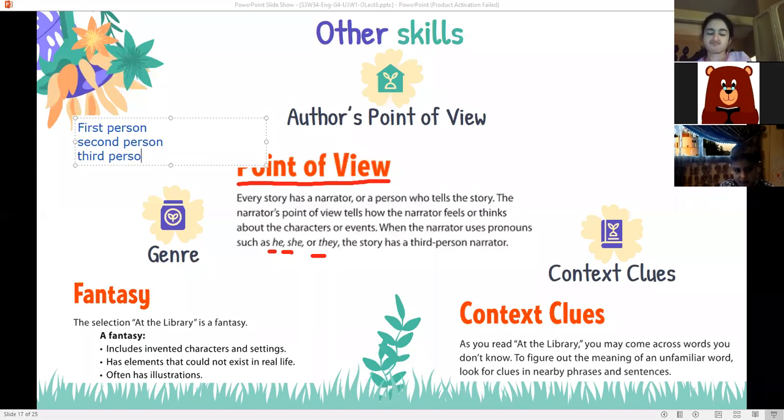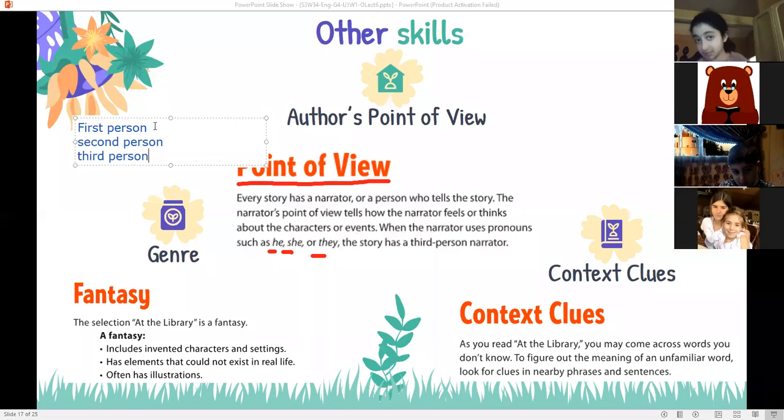Miss, in the question about point of view in the quiz, we have to put if it's first person or second person or third person. Yes, something like that. That's why I'm explaining this idea over and over again. So please, everyone, pay attention.